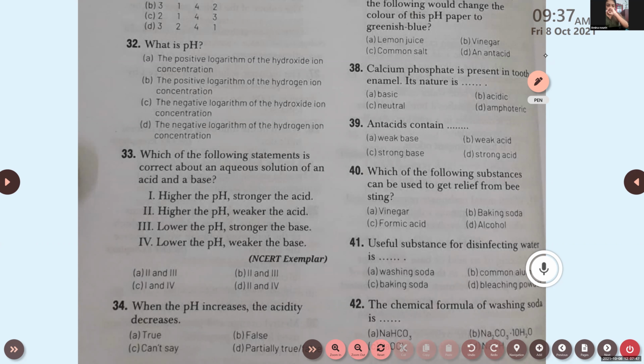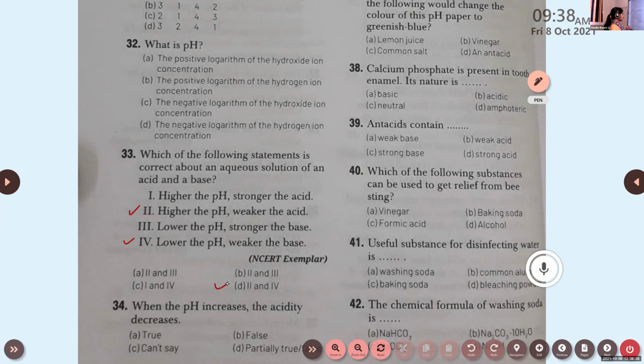Higher the pH, weaker the acid. This one is correct. Then lower the pH, stronger the base. Is it correct? Lower the pH, stronger the base. In which pH range will the strong bases exist? Near to 7 or near to 14? Near to 14, right? So option 4. That means lower the pH, weaker the base, right? So among A, B, C, and D, which one? Option D.